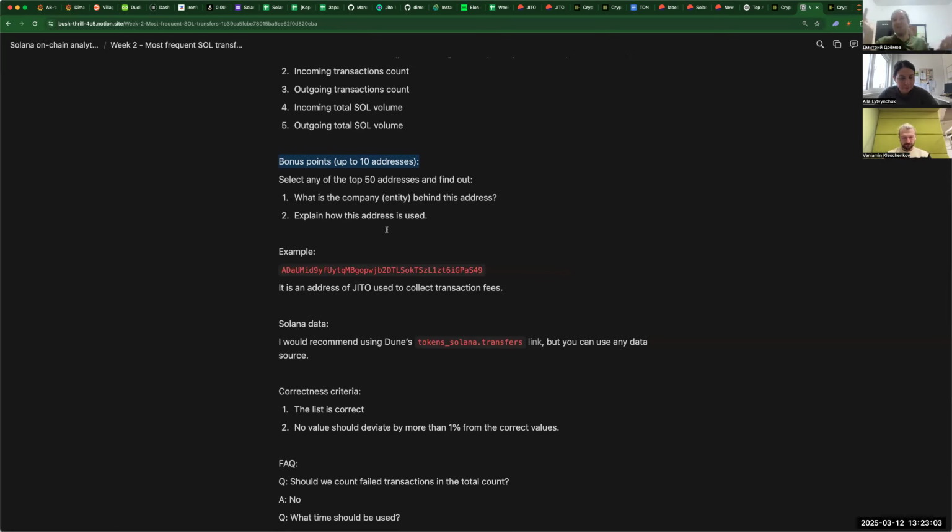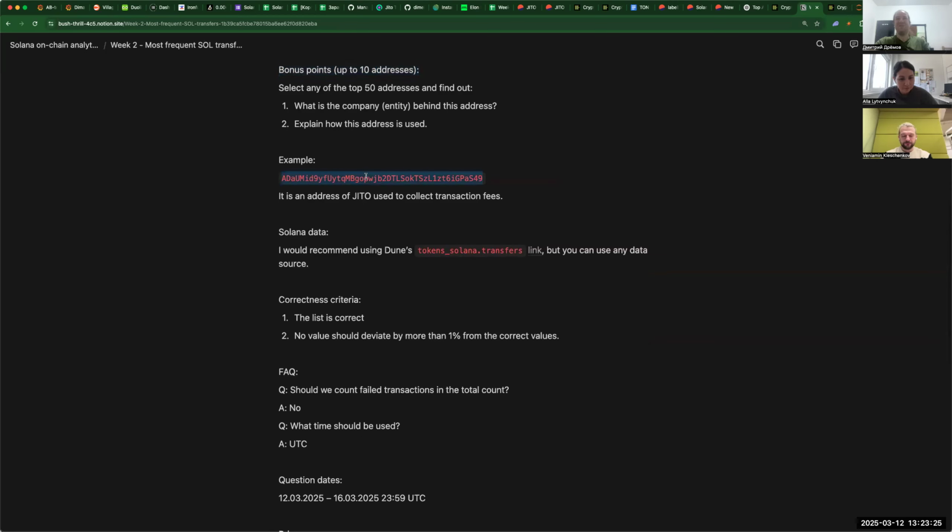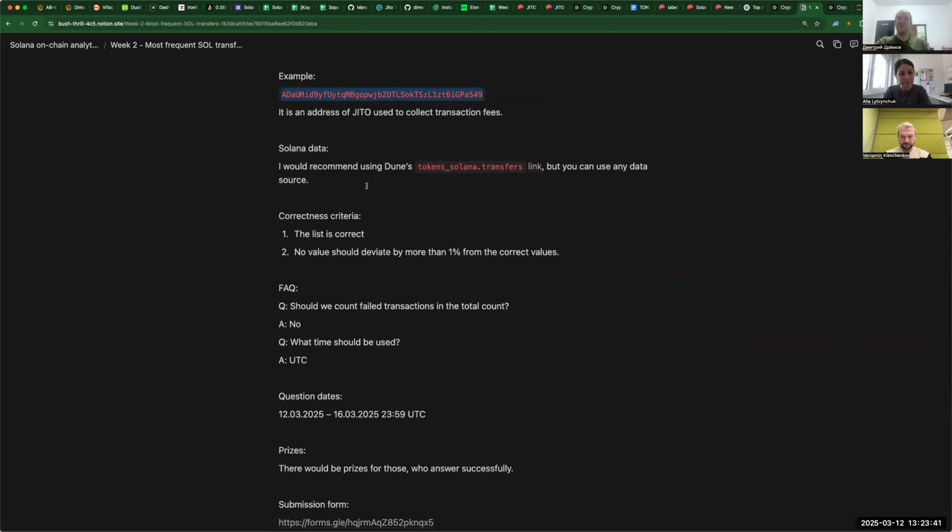So this is like a bonus task. It's not strictly analytical in the sense of data analytics, but it is analytical in the basic meaning of the word. Just try to understand how it's working. I'll give an example: if we have this account from the previous task, it's used to collect transaction fees, for JITO tips. That's basically it. It doesn't need to be big. You just need to understand what it is and try to explain it in a simple way.